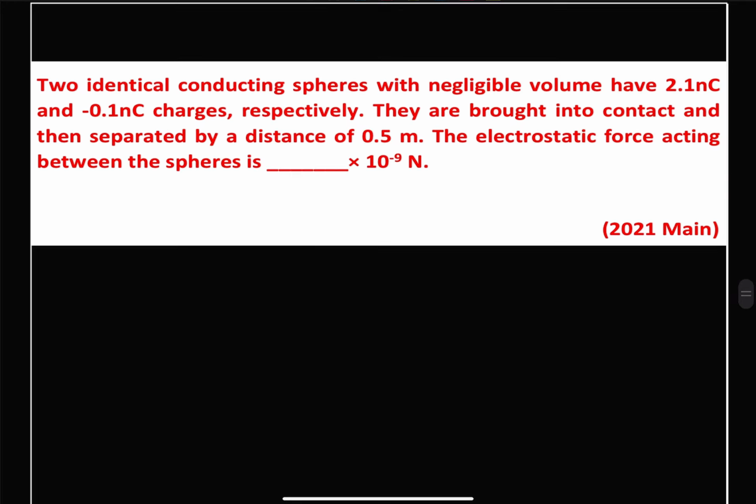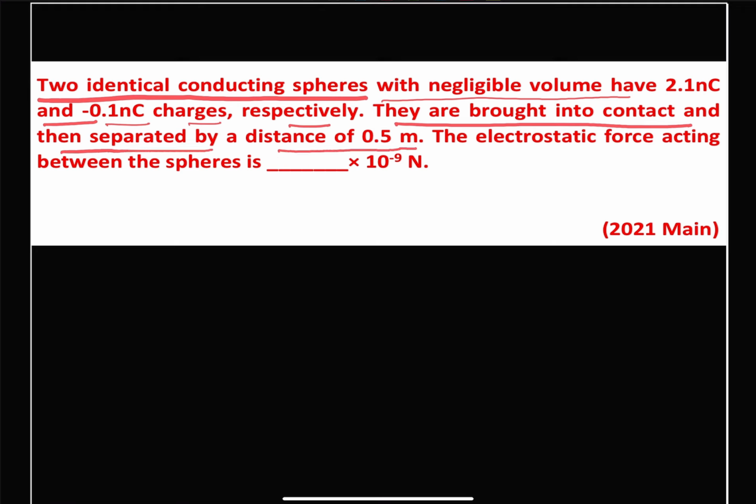Next question. It states that two identical conducting spheres with negligible volume have 2.1 nanocoulomb and minus 0.1 nanocoulomb charges respectively. They are brought into contact and then separated by a distance of 0.5 meter. The electrostatic force acting between the spheres is dash into 10 to the power minus 9.